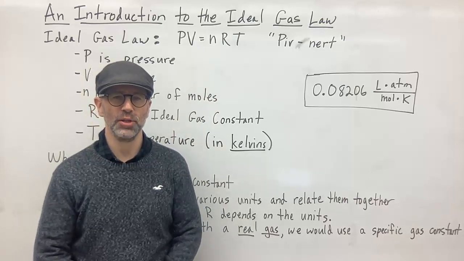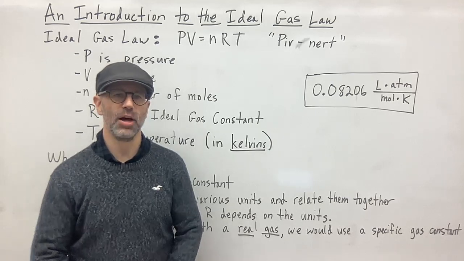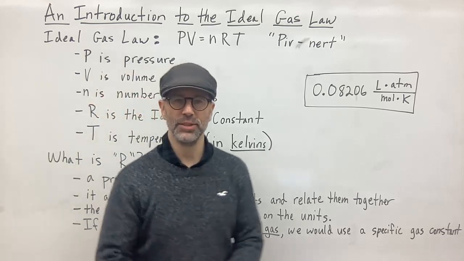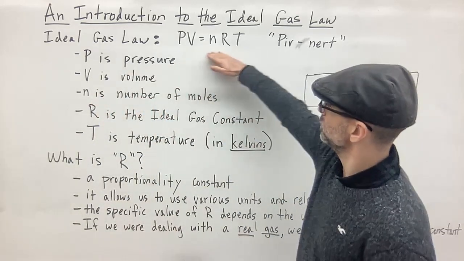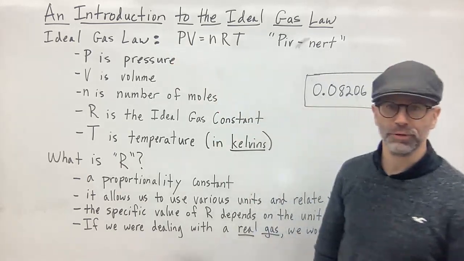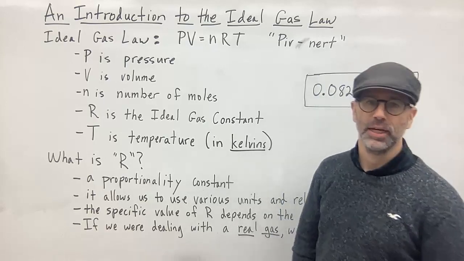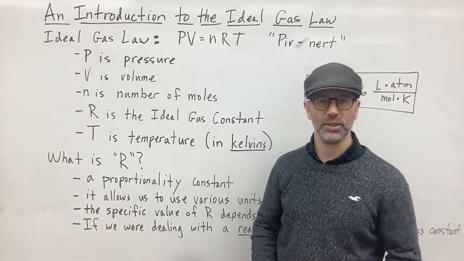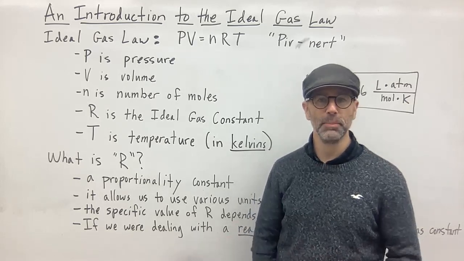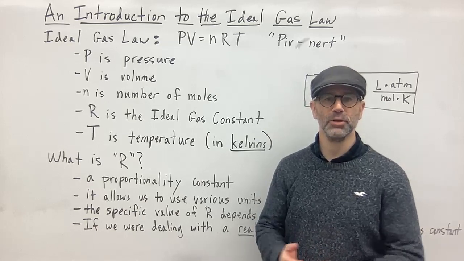My name is Mr. Kovalt, and in this video I'm going to be going over an introduction to the ideal gas law. So let's get into this. What is the ideal gas law? Well, the ideal gas law is simply this equation right here: PV equals nRT, also referred to as Pivnert. Yes, Pivnert. I usually say PV equals nRT. Some people say Pivnert. If it helps you remember, then by all means use Pivnert. Okay, so what does PV equals nRT mean?